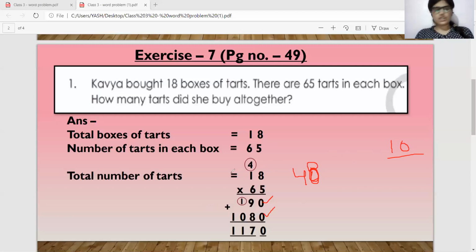But can you see the next higher place in this question? No. We don't have any higher place, we don't have any hundreds here. So what we will do, we write the 10 as it is. Okay, now for finding out the multiplication of 18 times 65 or 65 times 18, what we will do, we just add these two numbers.